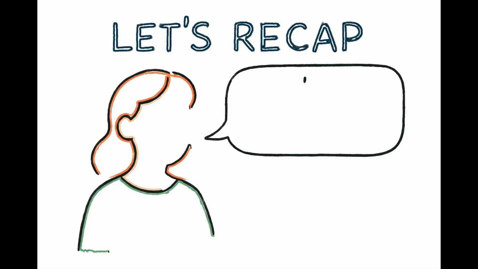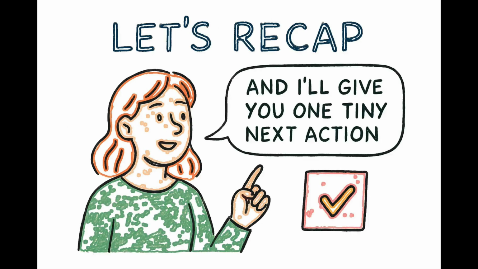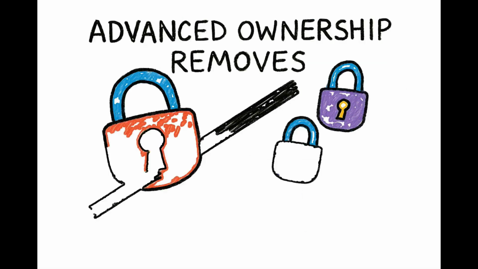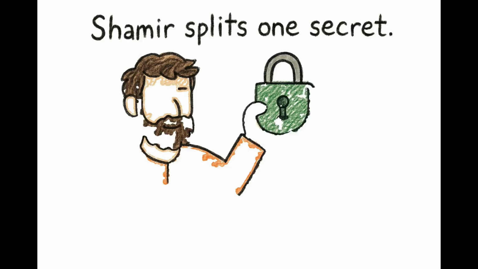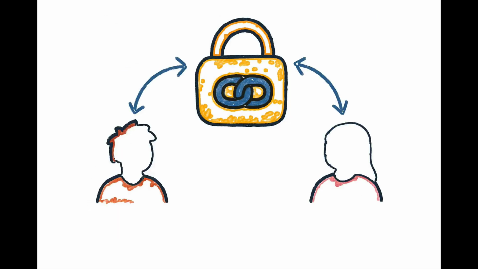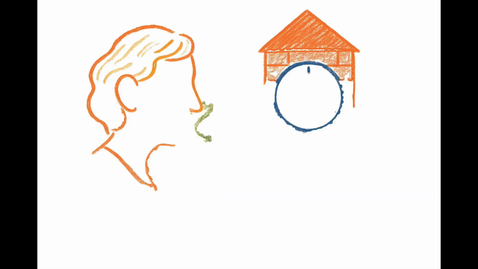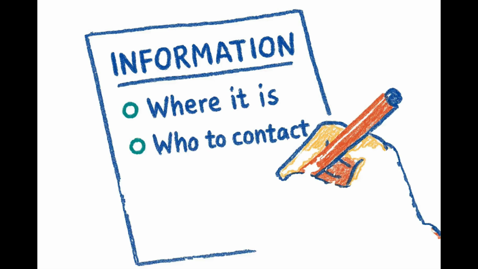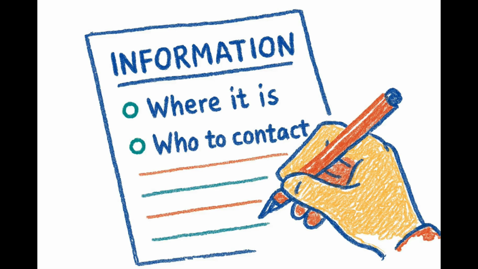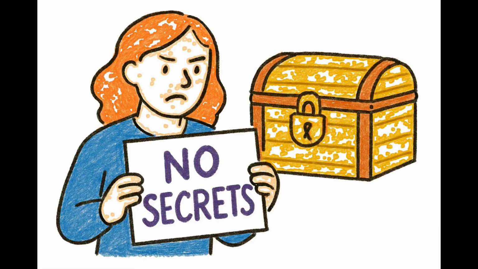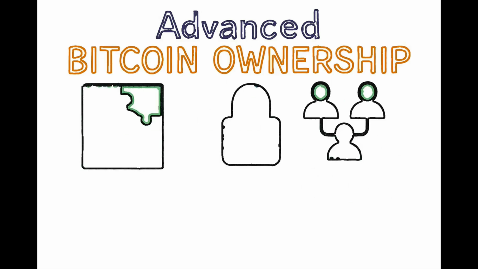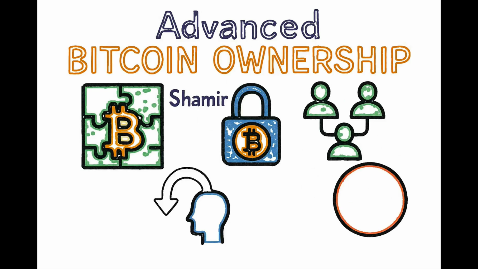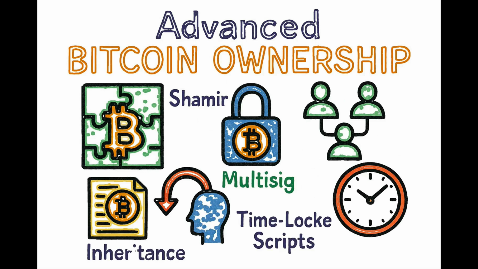Let's recap, and I'll give you one tiny next action. Advanced ownership removes single points of failure. Shamir splits one secret. Multisig shares control on-chain. And time and structure make inheritance safer and calmer. Your tiny next action. Write a one-page note explaining where information lives and who to contact. No secrets. Store it safely. That's it. You now understand advanced Bitcoin ownership, Shamir, multisig, inheritance, and time lock scripts.